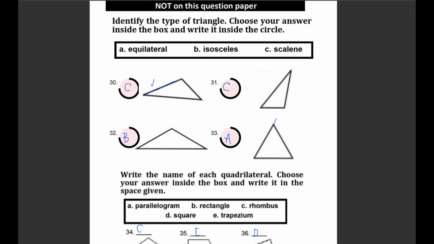Question 31, we have to identify the triangle, the first picture. The options are A. Equilateral, B. Isosceles, C. Scalene. Now, why not equilateral? Well, equilateral has 3 equal sides, and isosceles has 2 equal. So the answer is C. Scalene, because all the sides are unequal.